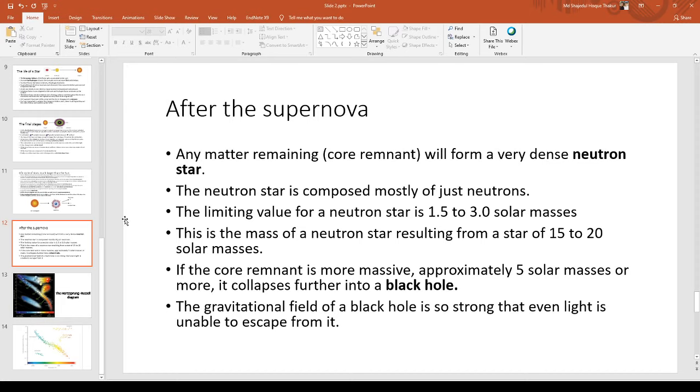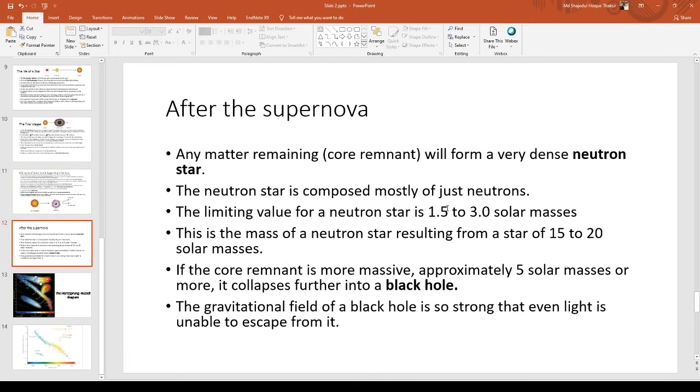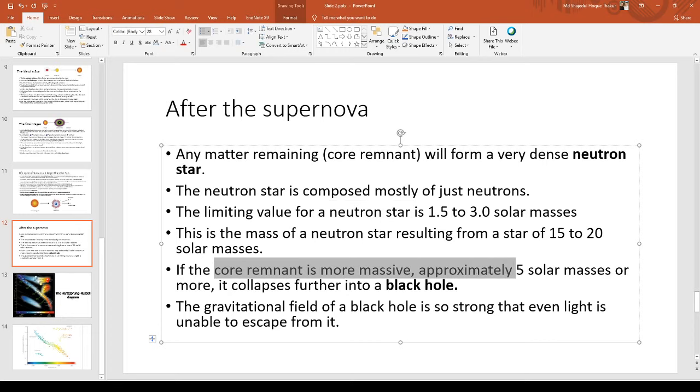So yeah, okay, so that's supernova, neutron star, black hole. To sum it up, red supergiant to supernova. And then from supernova, there are two possible cases. Either the core remnant is 1.5 to 3 solar masses, in which case it will become a neutron star, or the core remnant is more massive, approximately 5 solar masses, in which case it collapses into a black hole.